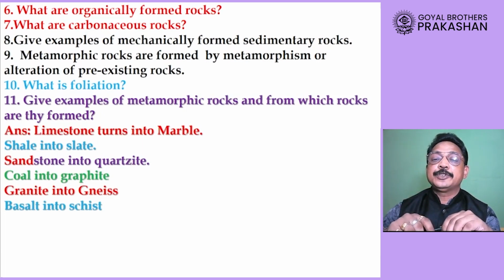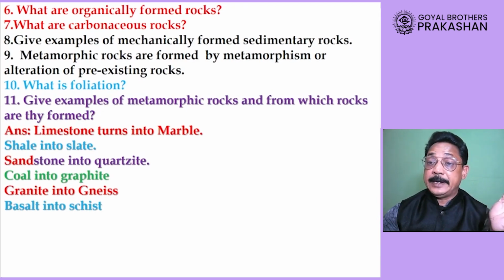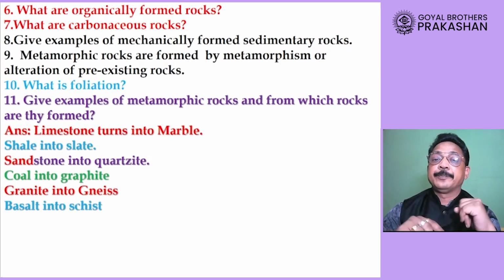Now our next question, question 9. How are metamorphic rocks formed? Please remember, metamorphic rocks are formed by the process called metamorphism, in which pre-existing rocks are turned into new rock due to heat and pressure.